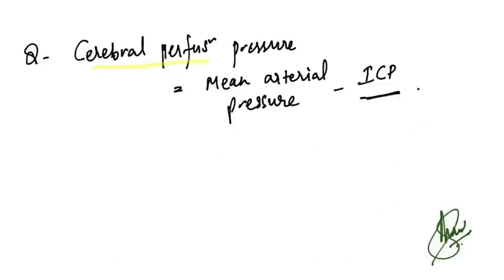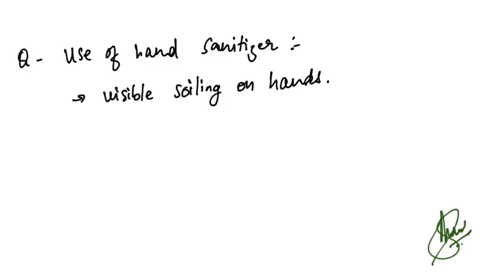Now, cerebral perfusion pressure. I was asked what is the correct formula. So mean arterial pressure minus ICP, intracranial pressure, is cerebral perfusion pressure. It is a very good question, easy. Now, use of hand sanitizers, when to use? So when you have no visible soiling on the hands, you should use hand sanitizer.